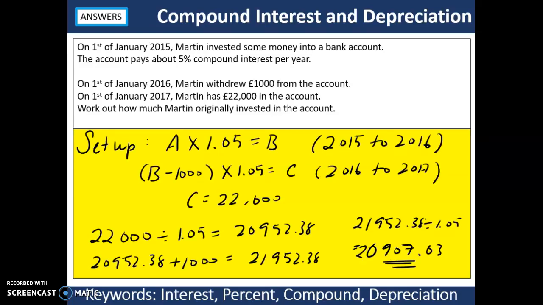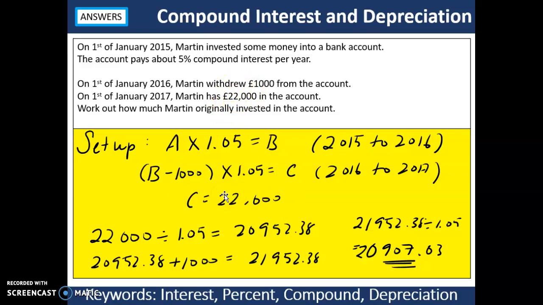Okay, so the setup is this. The idea is that 2 years have gone by, between 2015 and 2017. Both dates are the 1st of January. So the idea is you set it up. Now I'm using A, B, and C just because we don't know what the amount is, doesn't matter. So A times 1.05 equals B, which means from 2015 to 2016. Because Martin withdrew £1,000, that B is subtracted by 1,000. That amount times 1.05 gives you C. Now that C is our final amount, which is here.